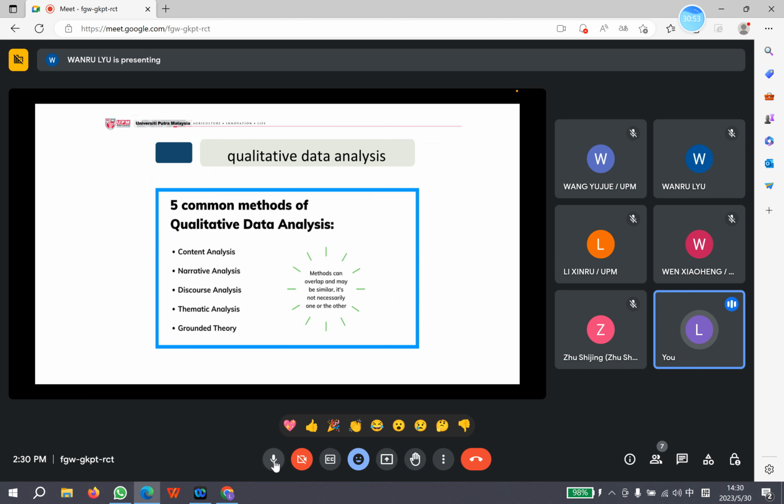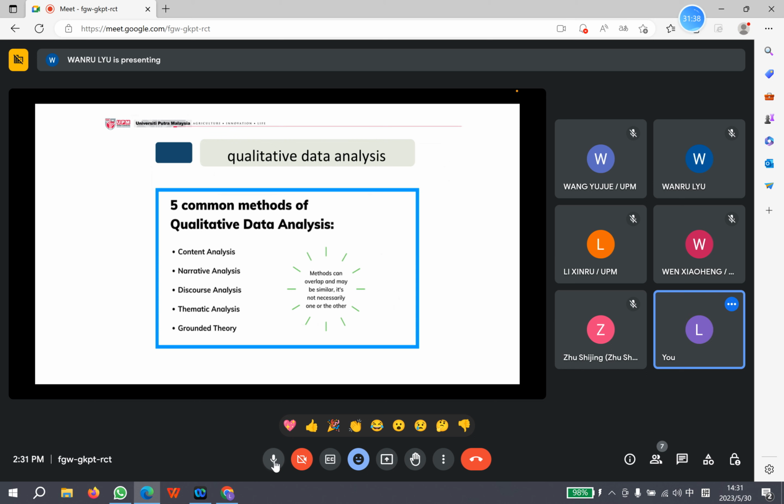Okay, now, there are 5 common methods of qualitative data analysis. And number 1 is content analysis. We need to focus on the content. What is the content about? And number 2 is narrative analysis. Here, in narrative analysis, we need to focus on the story. Because a narrative means somebody tells the story. And next one, discourse analysis. And number 4 is thematic analysis. In thematic analysis, you need to code the data and find the themes of the research. And next is grounded theory. Grounded theory means maybe you need to generate a new theory.